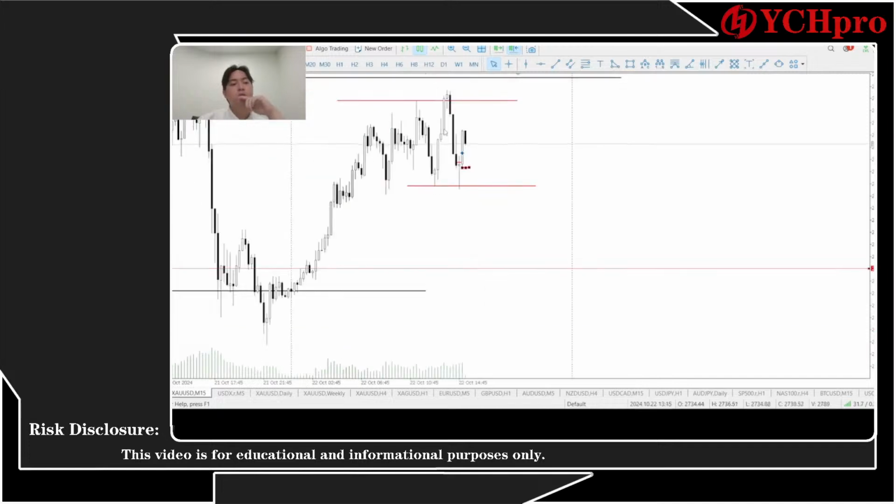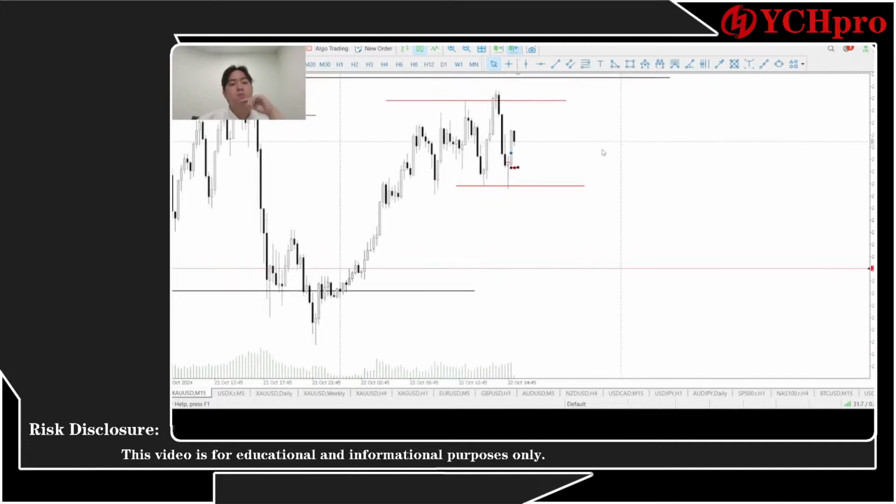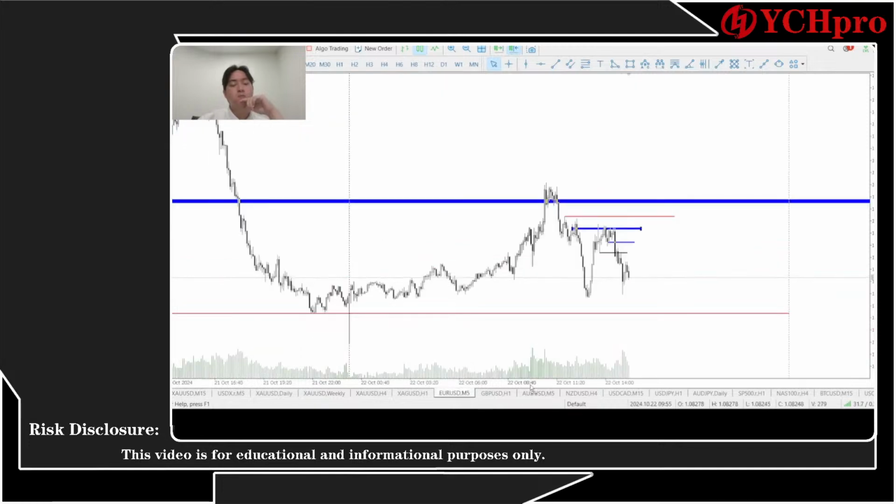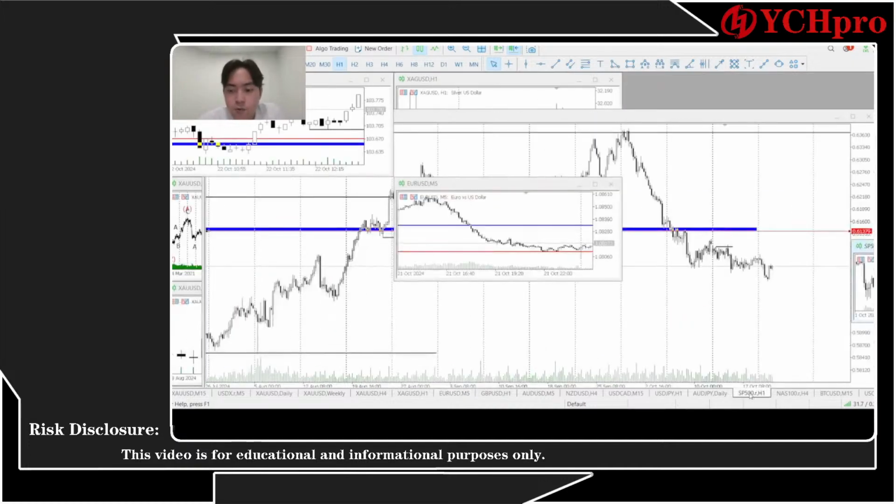Space bar low. Let's see how it happens.